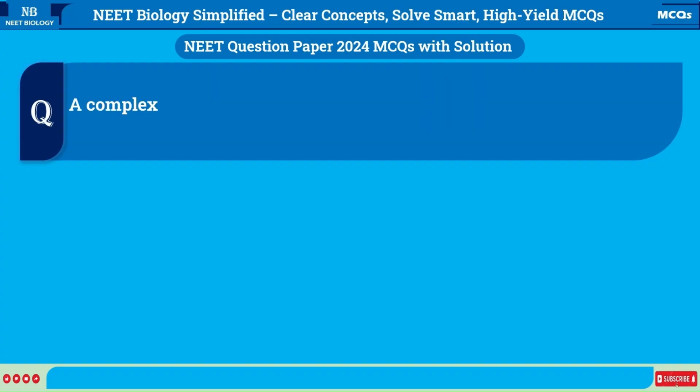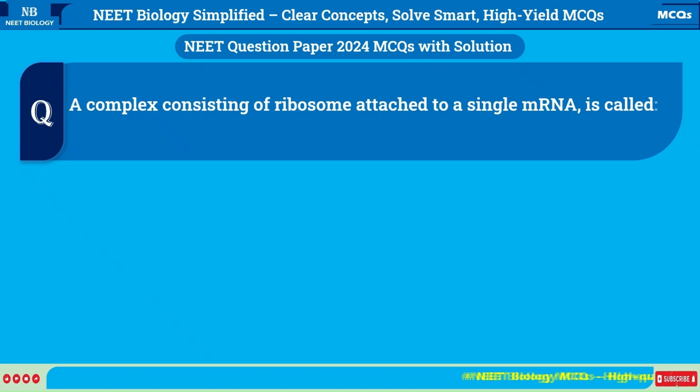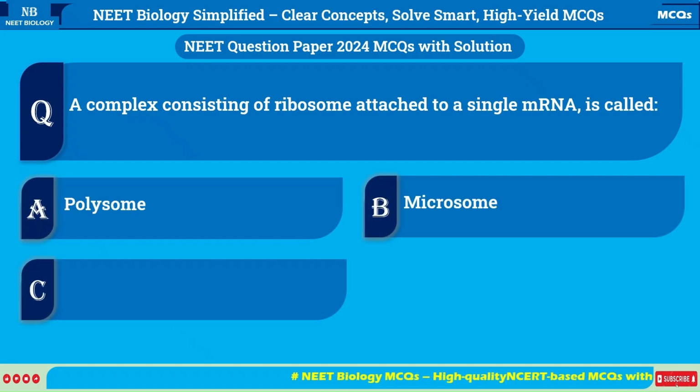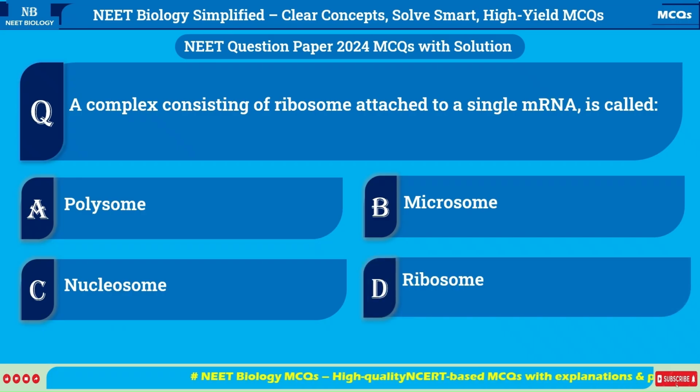A complex consisting of ribosome attached to a single mRNA is called A. Polysome. B. Microsome. C. Nucleosome. D. Ribosome.